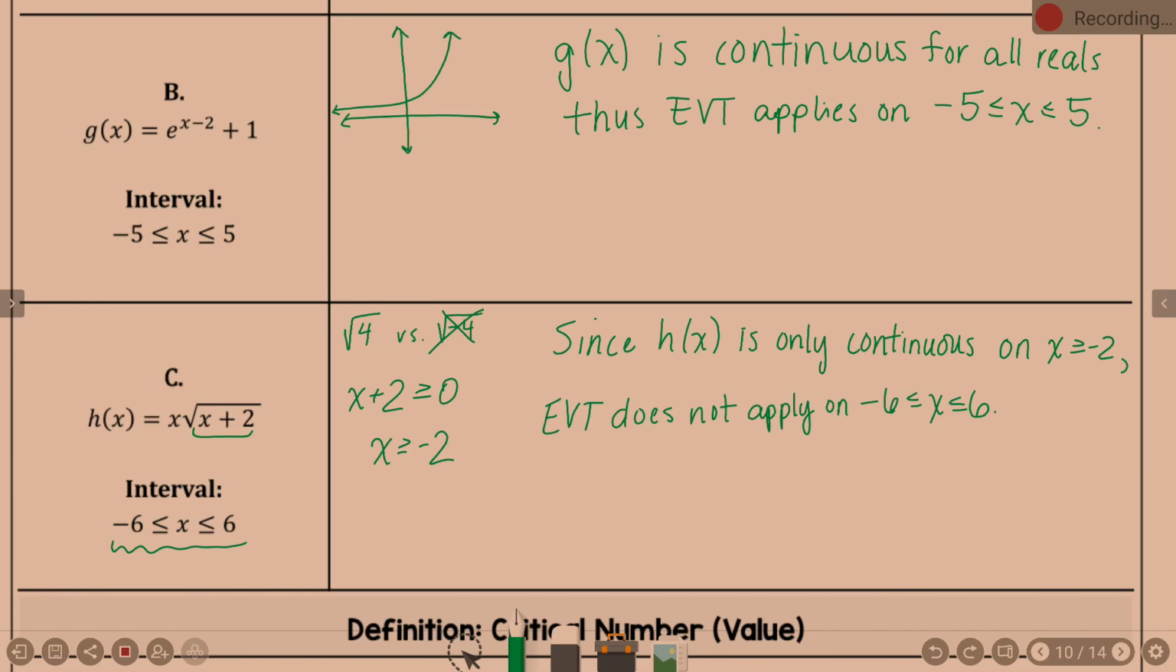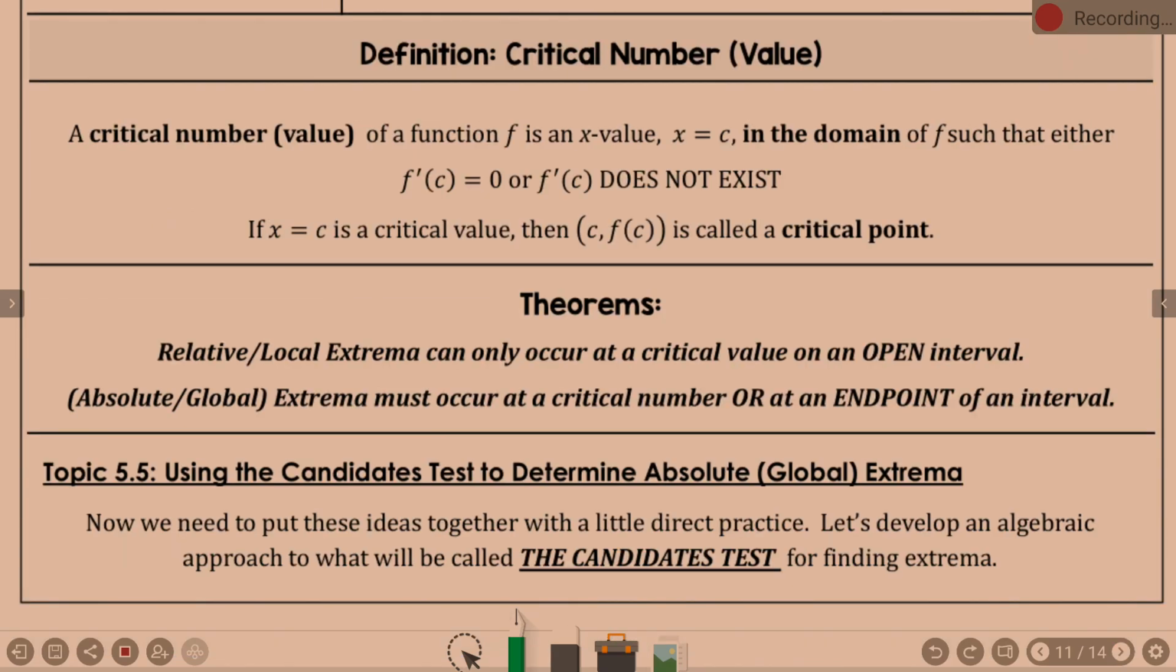Now, at the bottom of this page, it talks about the definition of a critical number or critical value. I've thrown this out there a little bit on occasion, just because I kind of forget we don't learn that terminology, critical number, till now. But a critical number or critical value of a function is an x value in the domain of f such that either f prime of c equals 0 or f prime of c does not exist.